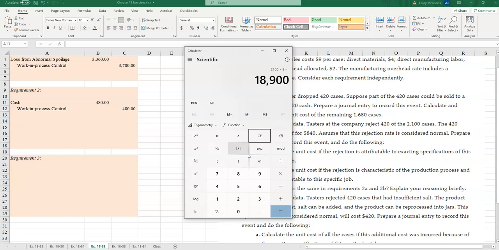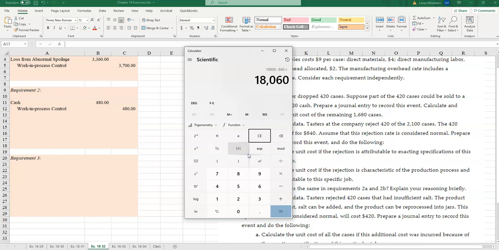But because that's normal spoilage related to that, we're going to include that cost in there. We're going to leave the total cost the same, but reduce it by the amount of cash we actually receive for those damaged goods. So I'm going to subtract out $840, and that leaves me a total net realizable cost of $18,060. Now I'm going to spread that out over the remaining good cases.